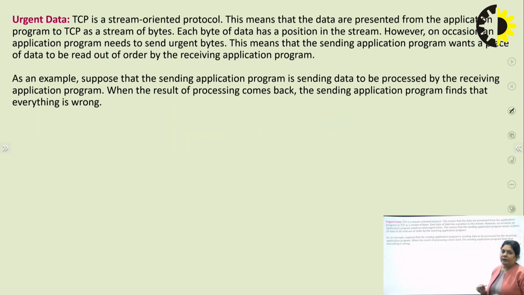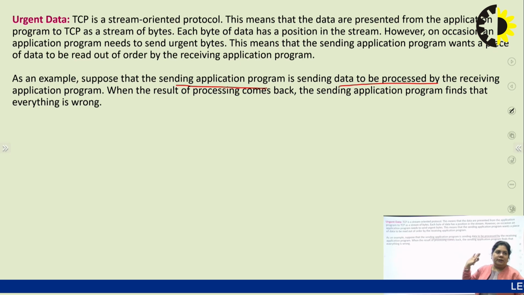Now what is urgent data? Sometimes at the application layer, the program wants to send some urgent data which needs to be responded to immediately. In that situation, what does TCP do? Suppose that the sending application program is sending data to be processed by the receiving application program.